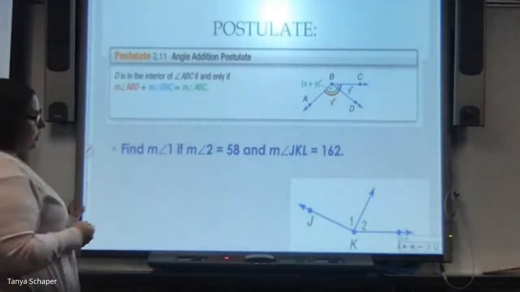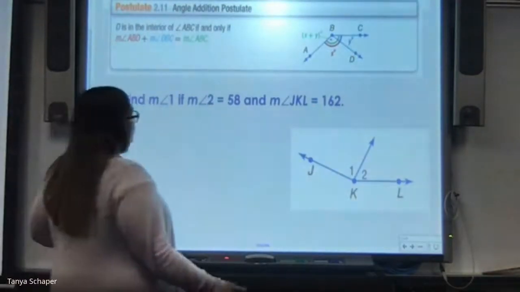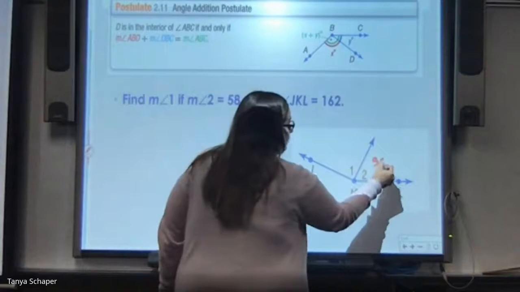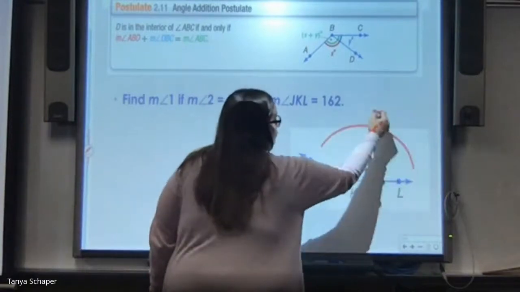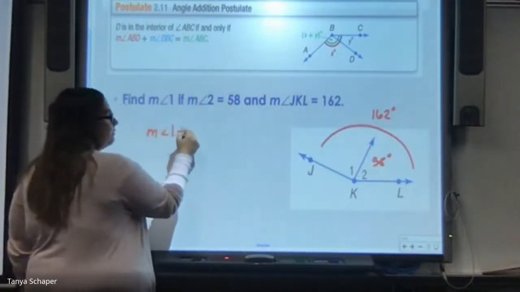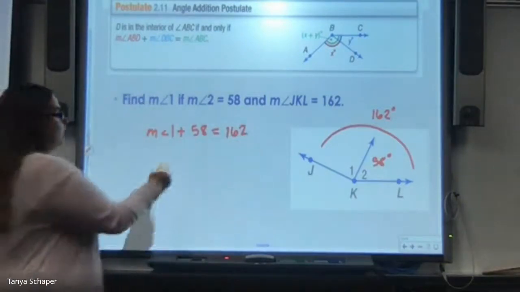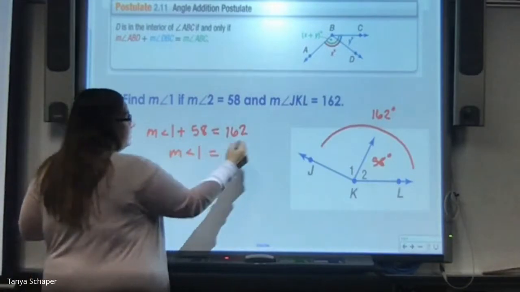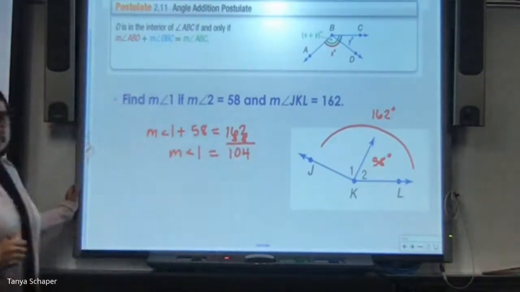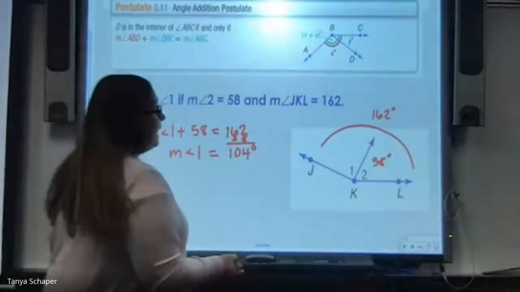So how does that work? In this case, we're using a relatively simple measurement. Find the measure of angle 1. We know the measure of angle 2 is 58 degrees, and we know that this entire measure is 162. So we know that the measure of angle 1 plus 58 degrees equals 162. We can then say that the measure of angle 1 is equal to 104 degrees.